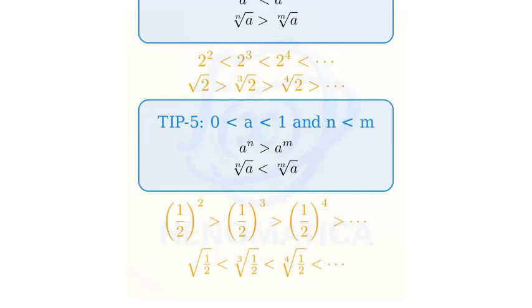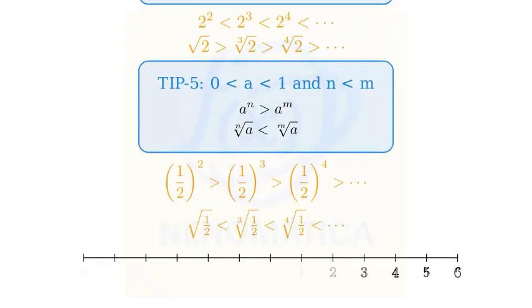To build intuition, consider a number line. Squaring reflects negative numbers to positive. That is why for negative inputs, even powers reverse order, but odd powers preserve it.